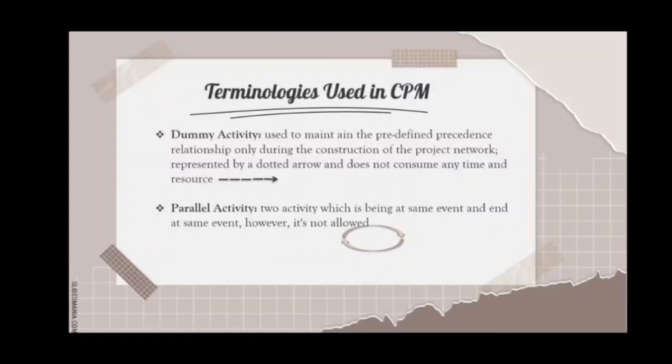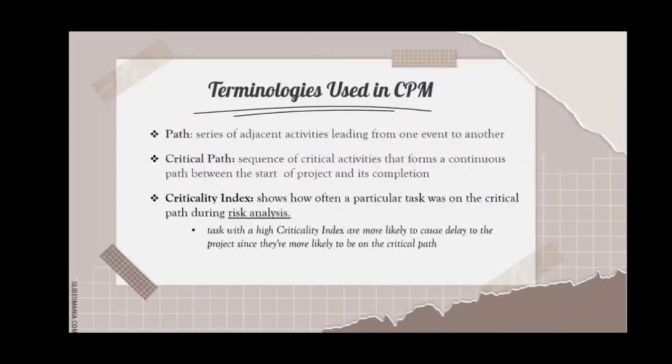Lastly, parallel activity. It's wherein two activities begin at the same event and end at the same event, meaning these two have the same start and completion time. However, it is not allowed. So now, what is path, critical path, and criticality index?